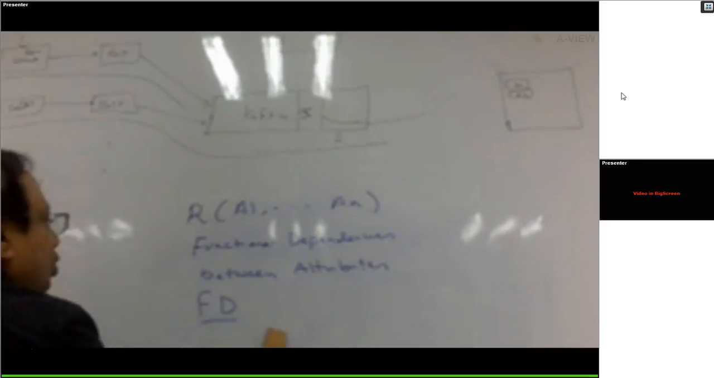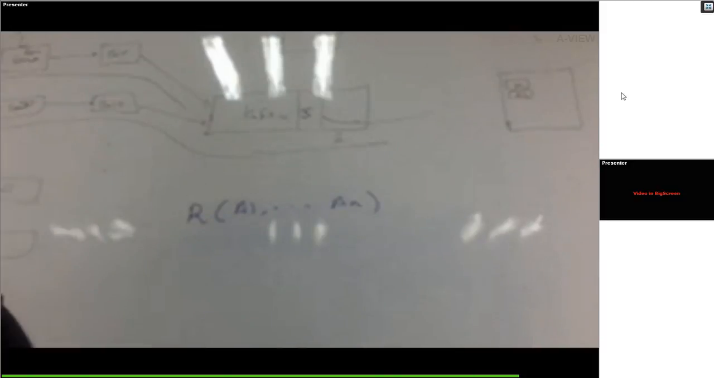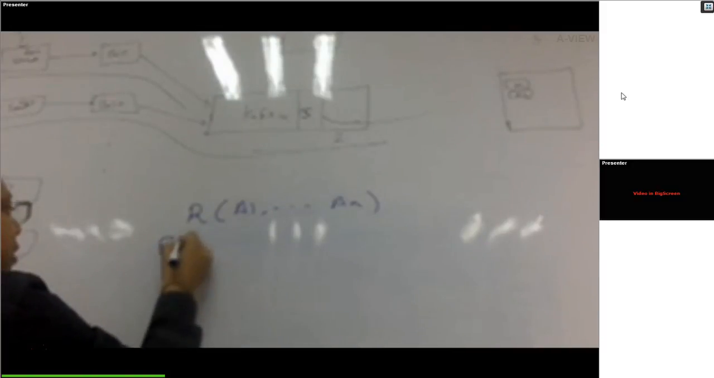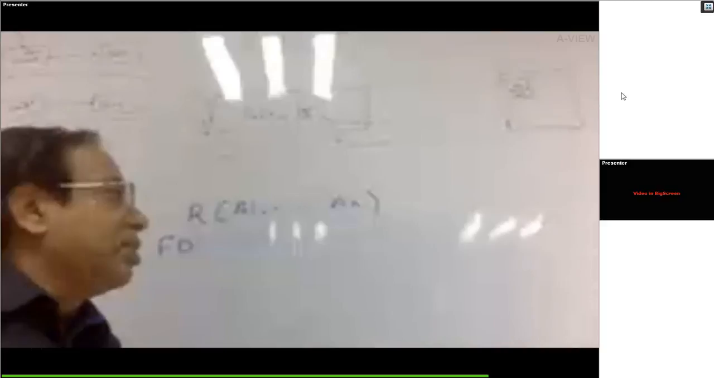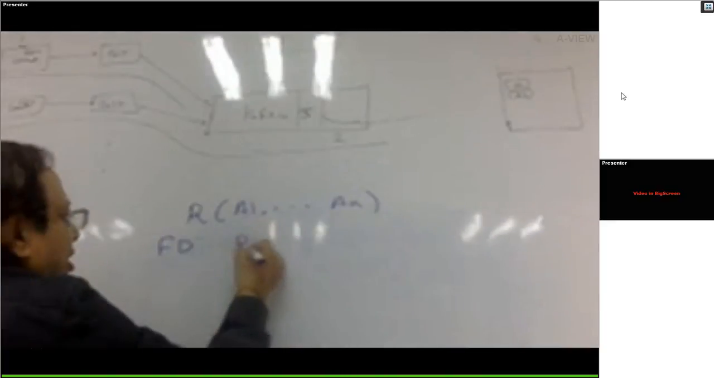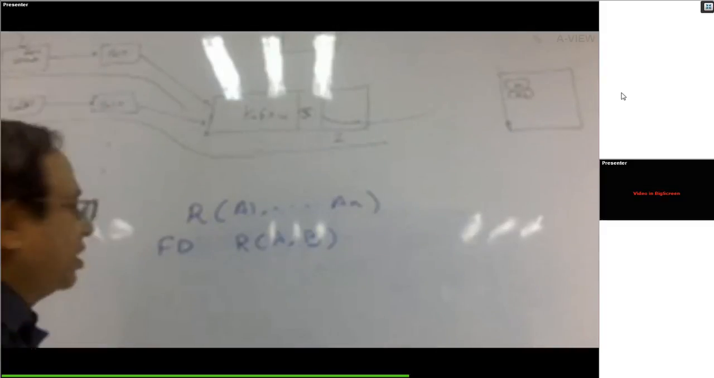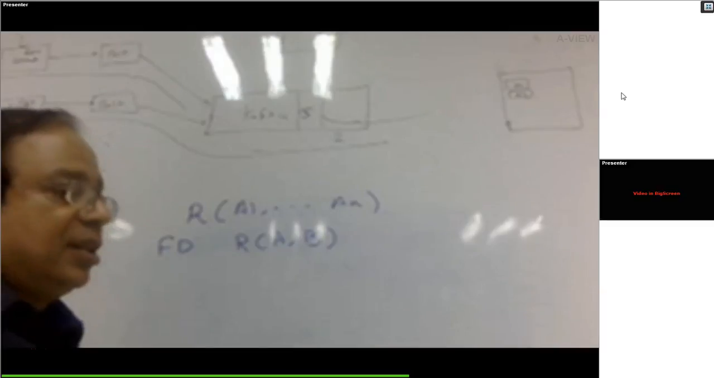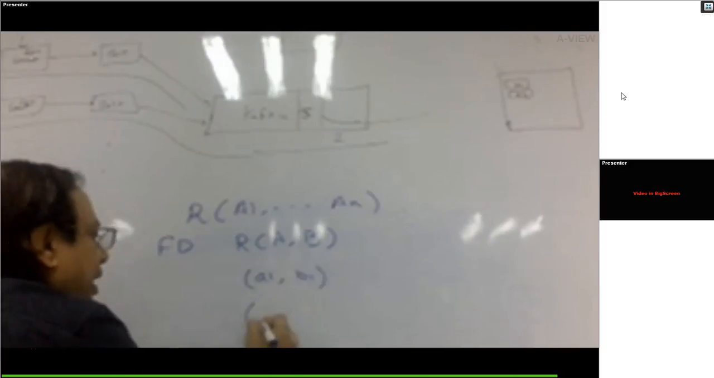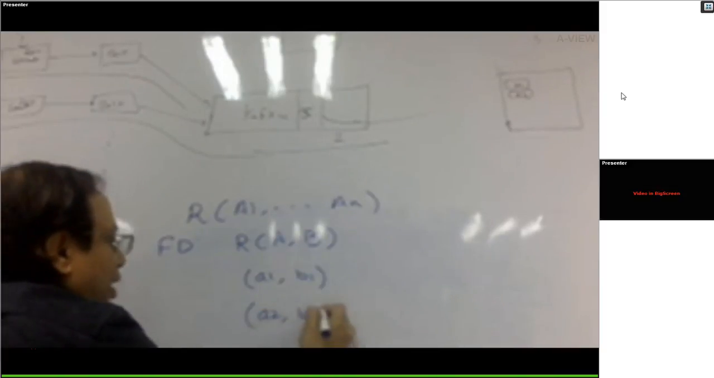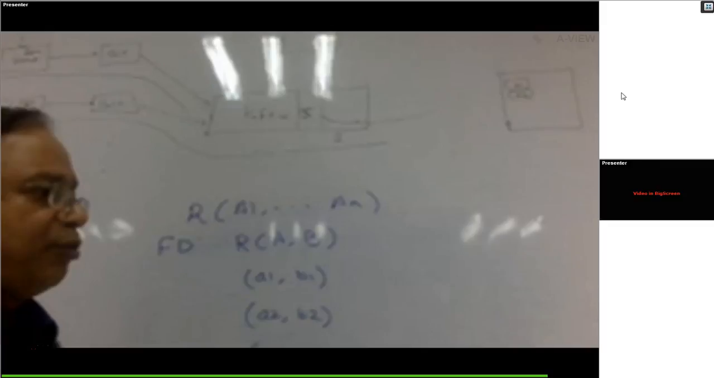A relation is a set. When we want to understand the functional dependencies between the attributes, what it means is this: suppose there is a relation R, where A is an attribute and B is an attribute. Now there are two tuples in this relation where A takes the value A1 and B takes the value B1, and A takes the value A2 and B takes some other value B2.